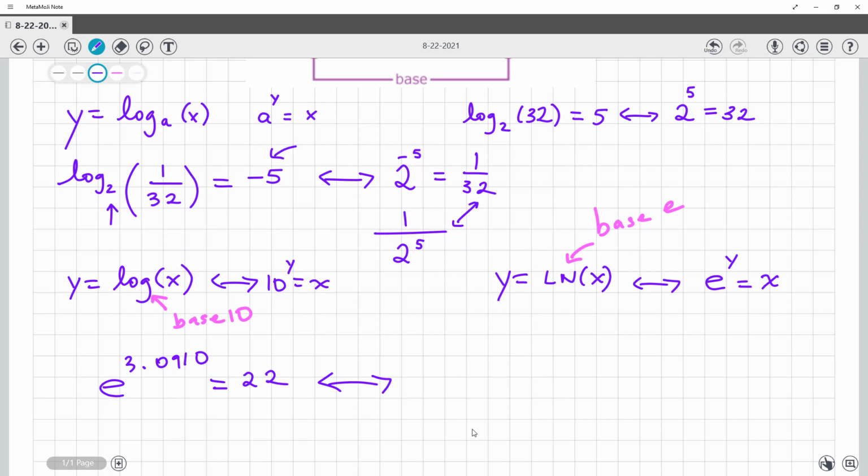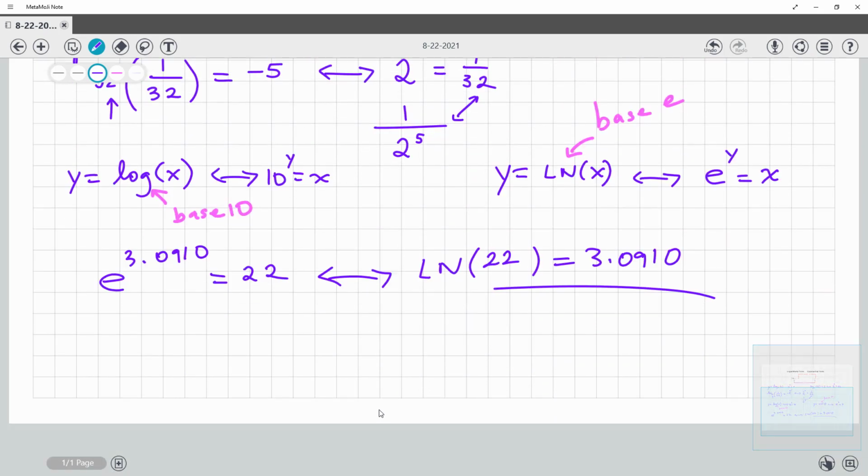Notice I can see that this is base e, so it's the ln, and then I can see what it equals is my exponent. So in this case, my exponent has to be 3.0910, and then I put in my ln of 22. Now you should be able to pick up any calculator and put this in the calculator to see that that's the value. So when you're being told to rewrite these, I certainly would check them, to make sure.